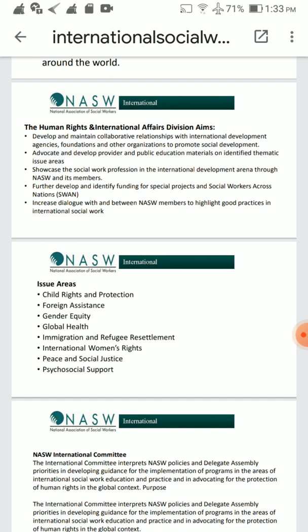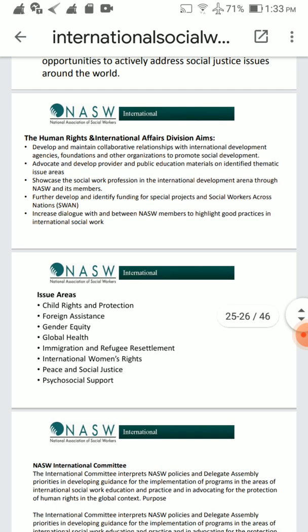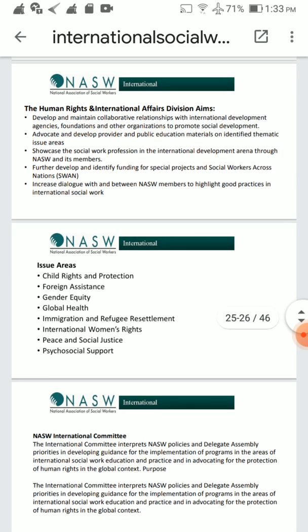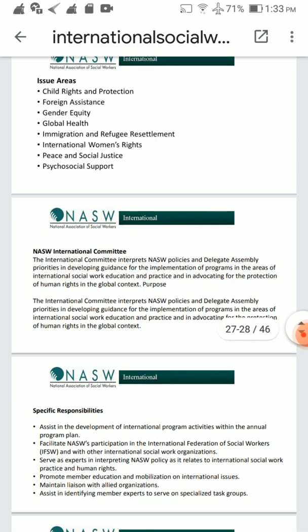Further, develop and identify funding for special projects and social work across national borders, the SWAN, or what we call the different organizations in social work, the Social Work Association network. Increasing dialogue between NASW members to highlight good practice in international social work. Issue areas: child rights and protection, foreign assistance, gender equity, global health, immigration and refugee resettlement, international women's rights, peace and social justice, psychological support.